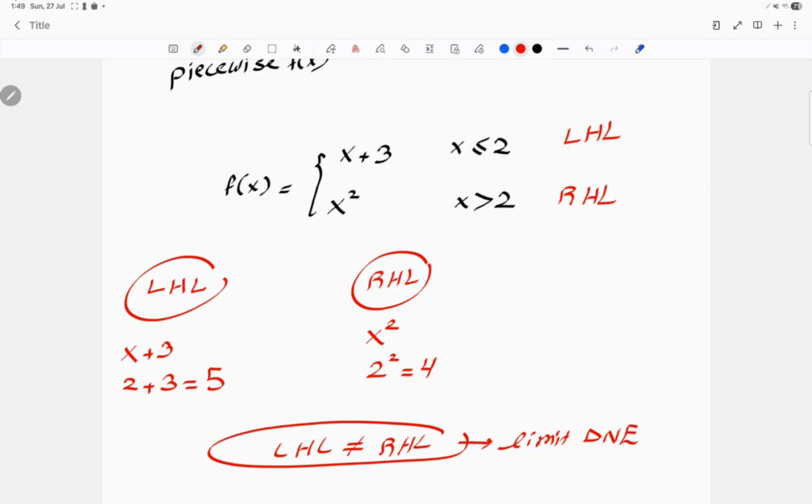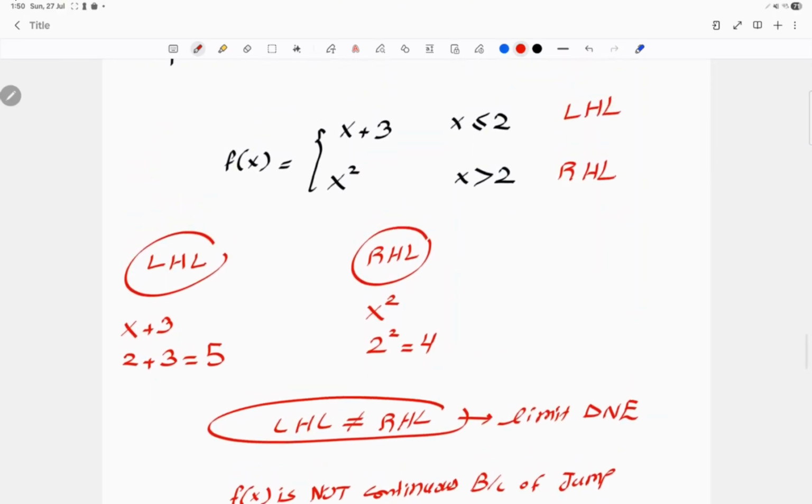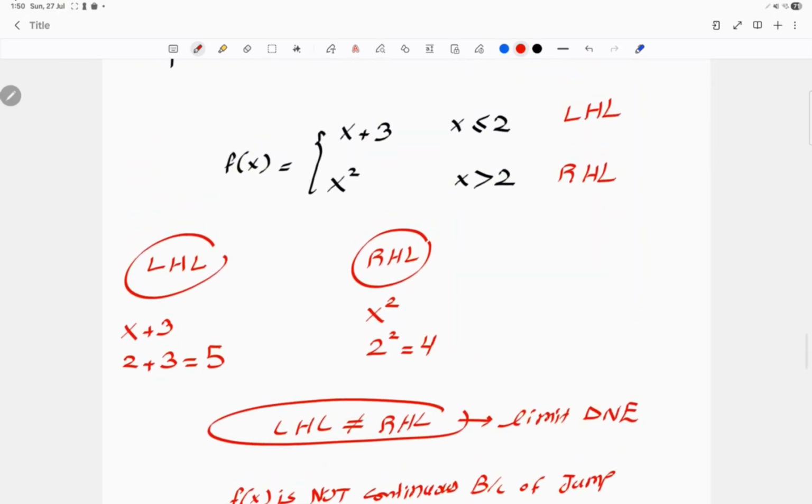If the limit does not exist, the function is not continuous right away. Okay, the function is not continuous. Why? Because of something called a jump discontinuity. Whenever the left-hand limit is not the same as the right-hand limit, we call this jump discontinuity. Jump, because your graph is now experiencing a jump. If you guys look at the book, the graph is going to be experiencing a jump.